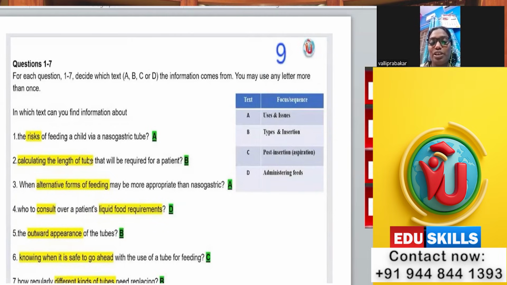Risk and issues are synonymous. Risks are issues, so the words are the same. So synonyms are used in that question.